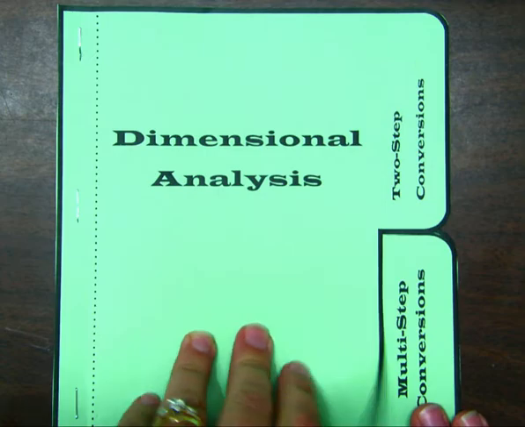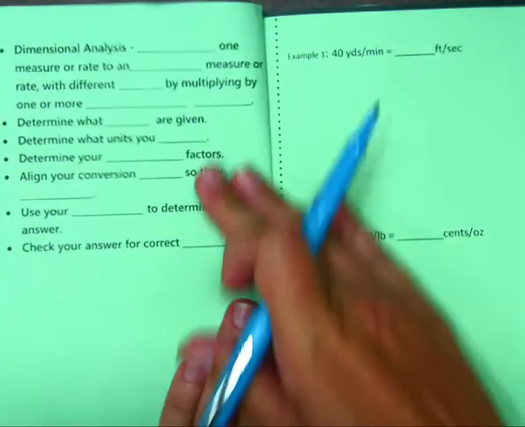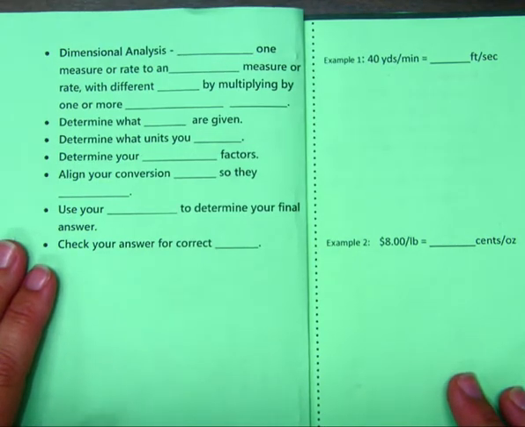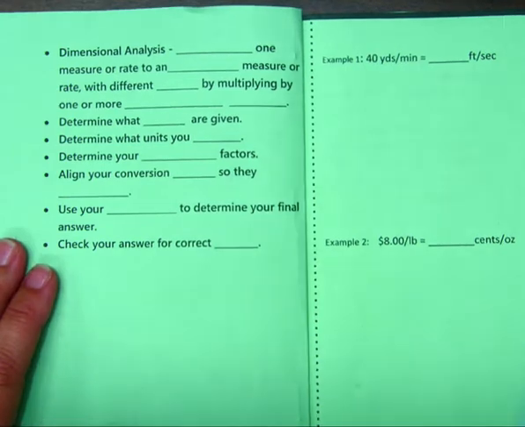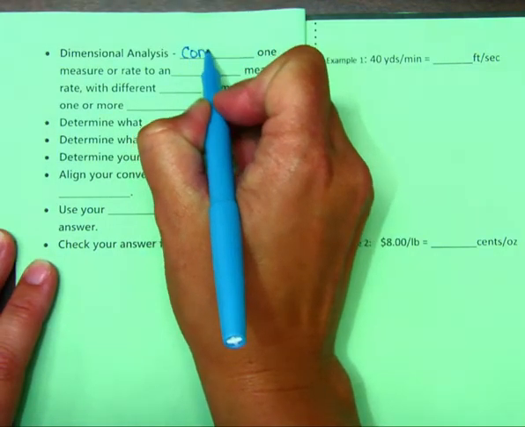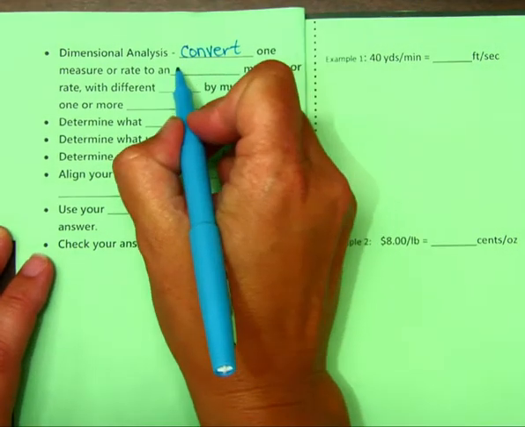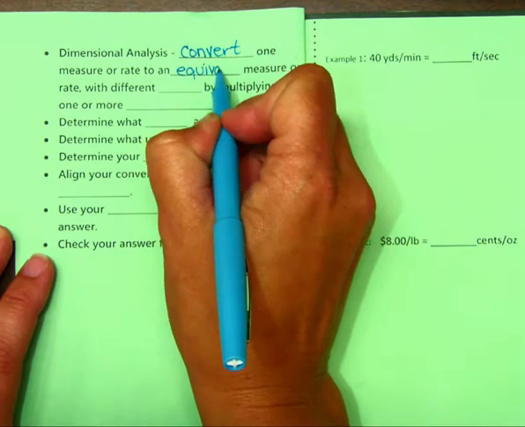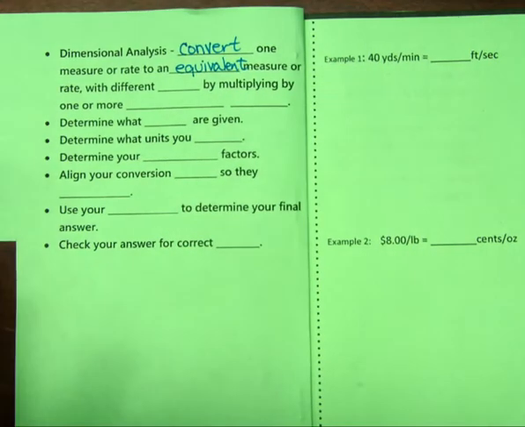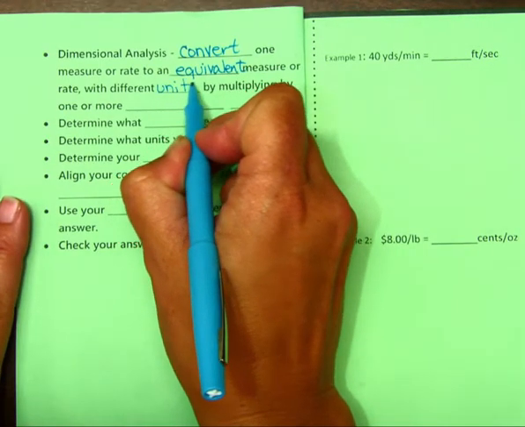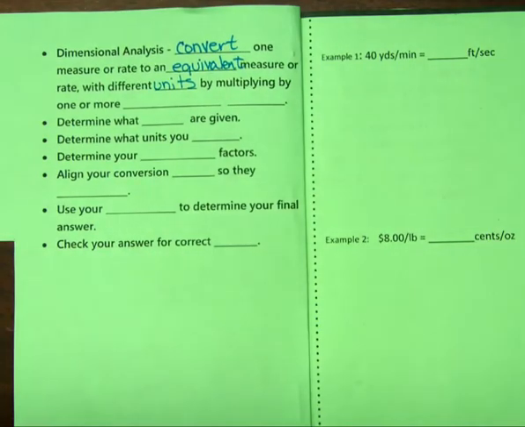All right, so if we open up to the first page on the back here, dimensional analysis is basically when we convert one measure or rate to an equivalent measure or rate with different units by multiplying by one or more conversion factors.